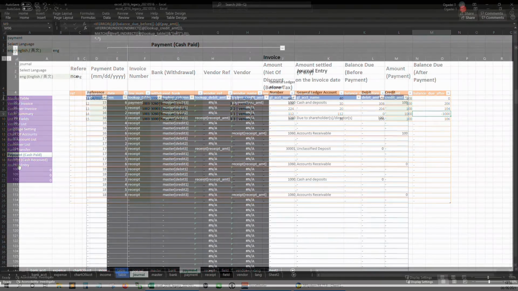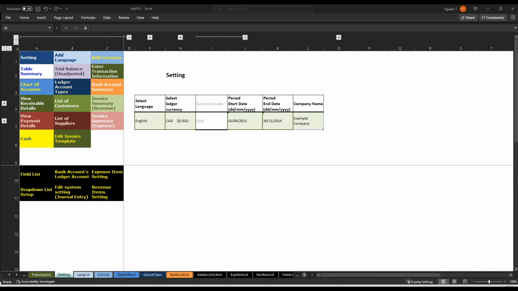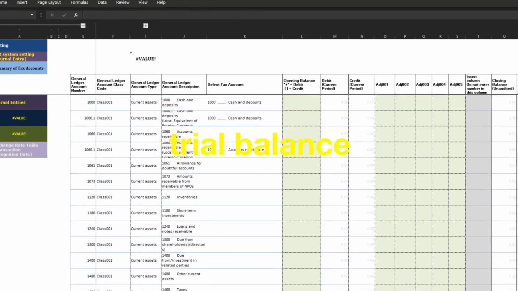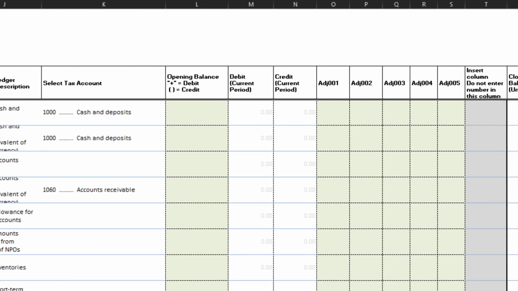Now we know how the amount data flow from the bookkeeping interface to the journal entry. In our next video, I will show you how to generate the trial balance, income statement, or profit and loss in the UK, and the balance sheet or whatever report with the data in journal.